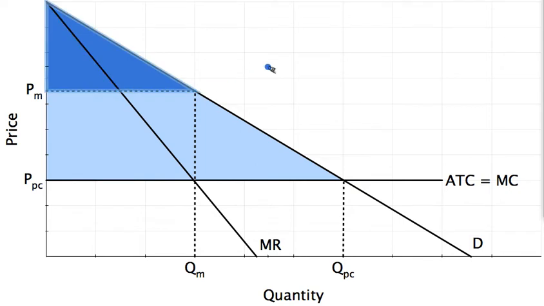And there you can see the area of consumer surplus. So here is the consumer surplus, the dark blue area in a monopoly market, and this light blue area, which includes this entire area here, is the consumer surplus in a perfectly competitive marketplace. So from a welfare perspective, we can see that the consumer surplus in a perfectly competitive market is greater than the consumer surplus in a monopoly market.